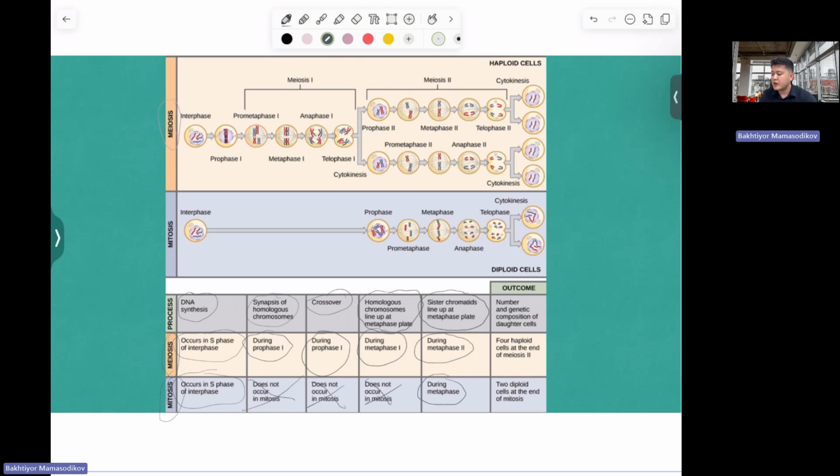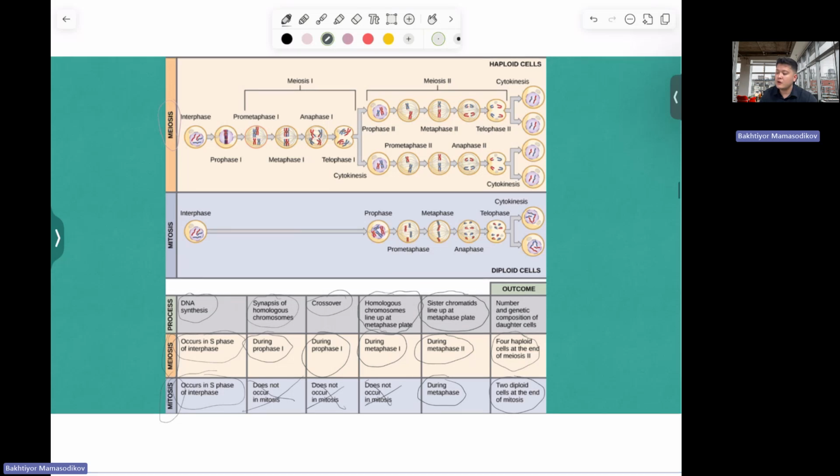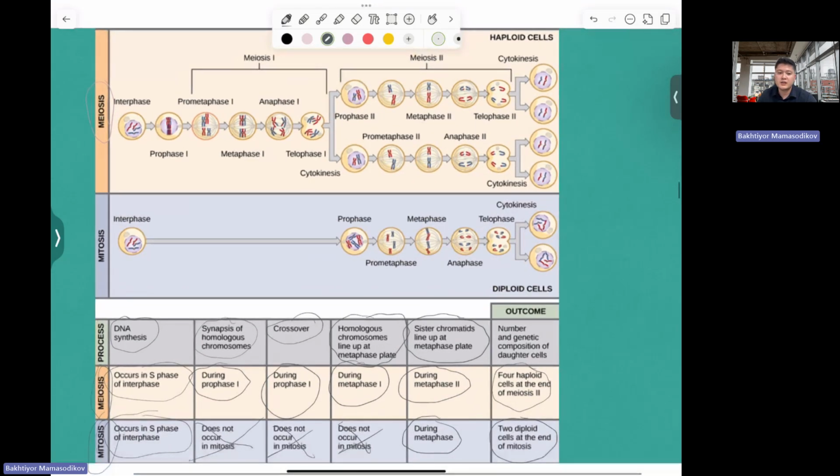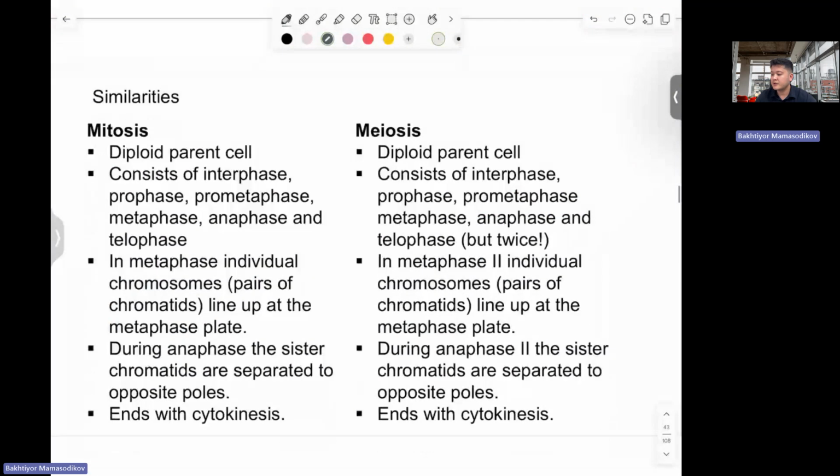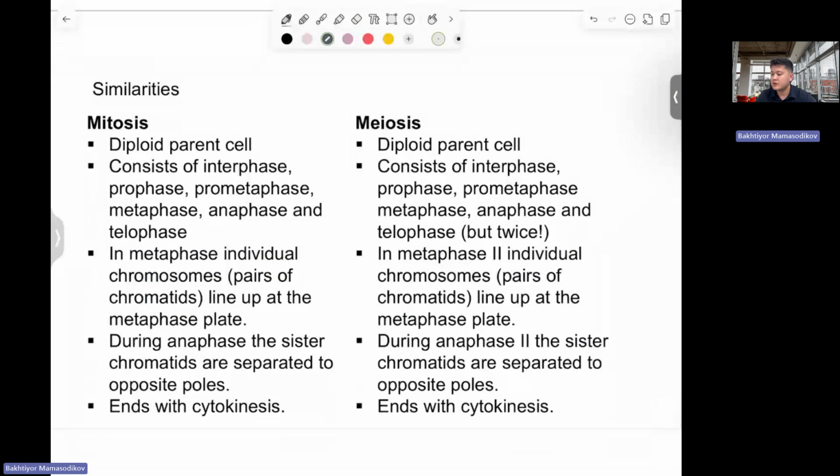As for the number and genetic composition of the daughter cells: 4 haploid cells at the end of meiosis II, 2 diploid cells at the end of mitosis. If you know these concepts, if you know this table very well, you won't have any mistakes during the examination. So at the end of meiosis, you get 4 haploid cells. At the end of mitosis, you get 2, okay? So these are the similarities and differences of mitosis and meiosis.